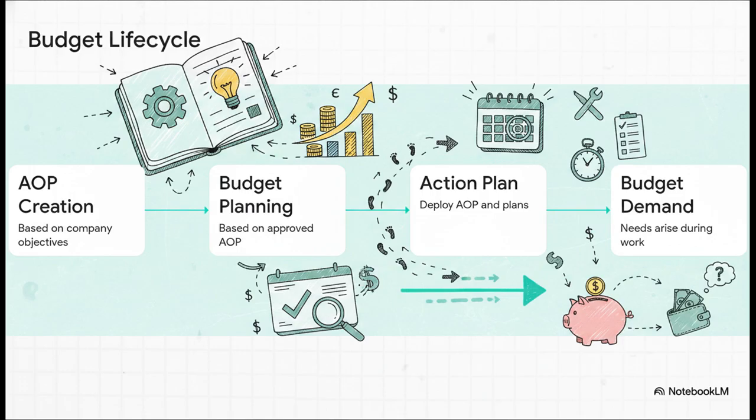From there, we slide into step 2, which is budget planning. This is where we estimate your financial needs based on that plan. Step 3 is where the rubber meets the road and you execute your specific action plans. And finally, as you're doing all that executing, step 4 naturally happens. A specific budget demand arises in your daily operations.